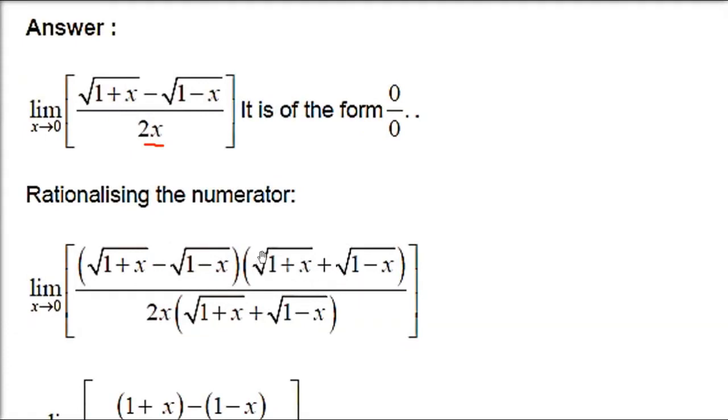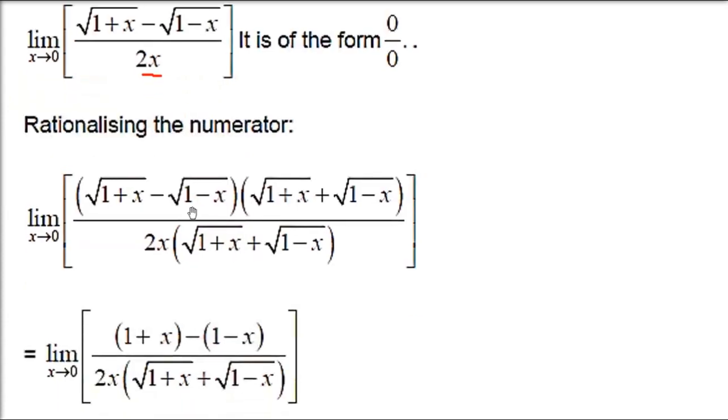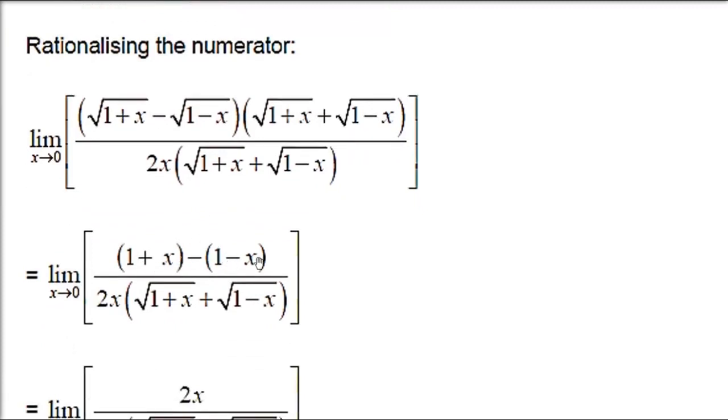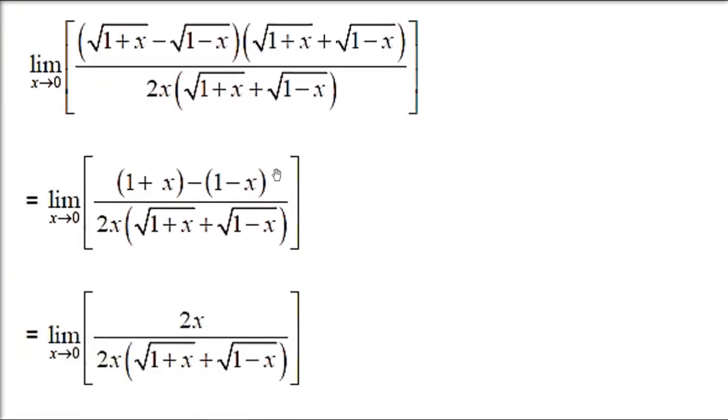Rationalization in the numerator. The numerator should be multiplied by the same expression with plus. So same thing you have to do, and then apply a minus b, a plus b, that is a square minus b square formula. So you have 1 plus x minus 1 minus x. So you have 2x, and in the denominator you have under root 1 plus x plus under root 1 minus x.